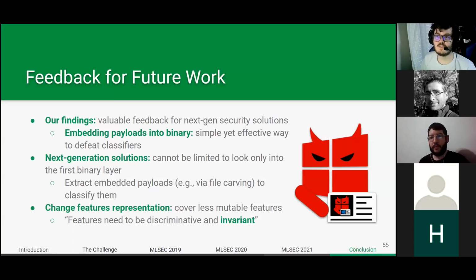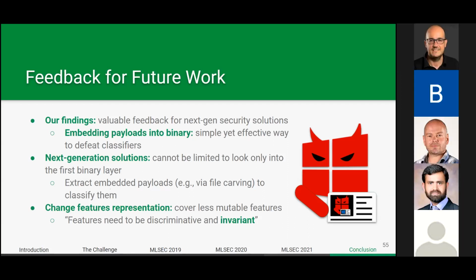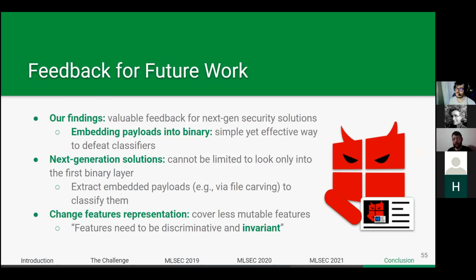And finally, as feedback for future work, we believe that our findings are valuable for next generation solutions, since embedding payloads into a binary is a simple and yet effective way to defeat classifiers. Future solutions cannot be limited to looking only at the first layer of the binary. They need to find a way to extract embedded payloads and classify them somehow. Using new feature representations would also be great to cover less mutable features. After all, as everybody saw in machine learning classes, features need to be discriminative and invariant. That is something very important that we need to consider in cybersecurity as well.